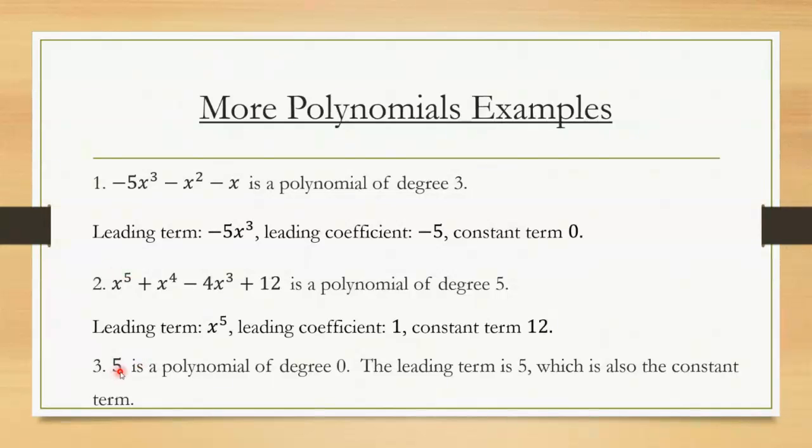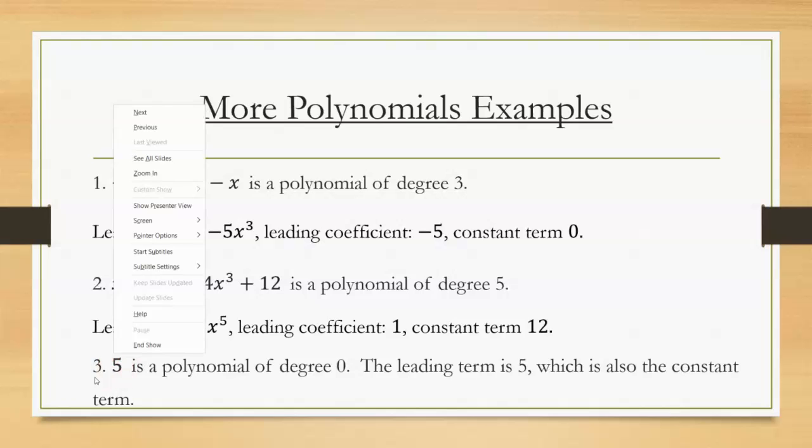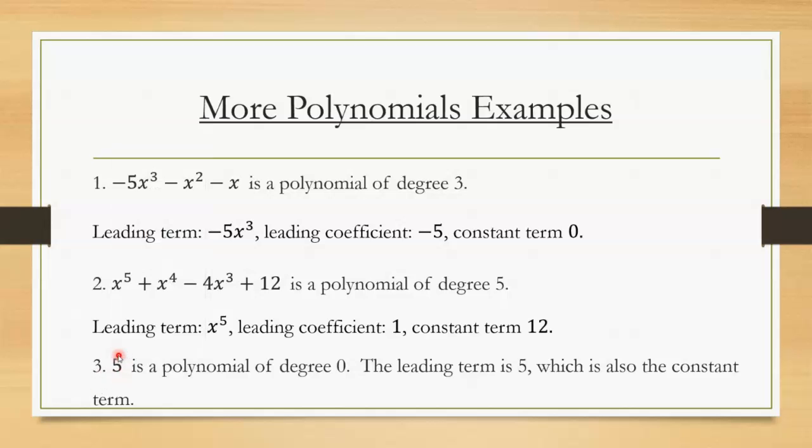A monomial is technically a polynomial. It's a polynomial of one term only, but it's still a polynomial. So in this case, 5 is a polynomial. Its degree, though, is 0. As you can see, the leading term is just 5, and there's only one term there, and it's also the constant term. That's good. Now, those are just some examples.